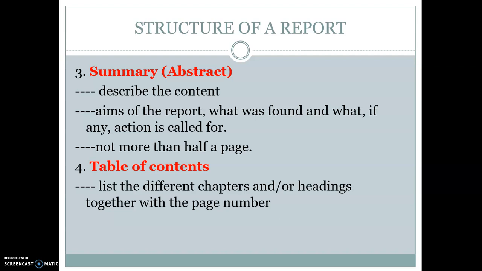The fourth one is table of contents. The contents page should list the different chapters or headings with page numbers. Your contents page should be presented in such a way that the reader can quickly scan the list of headings and locate a particular part of the report.